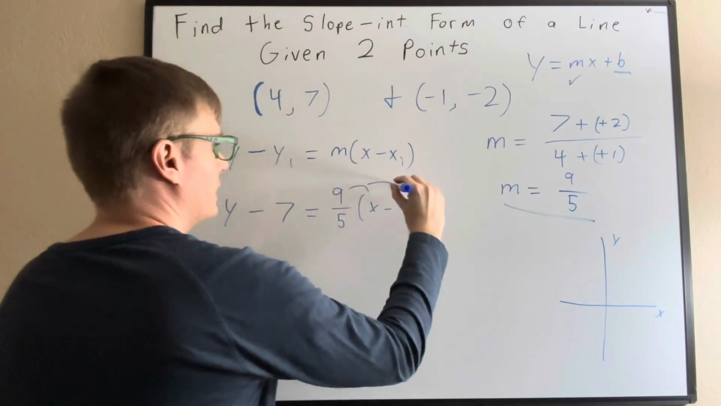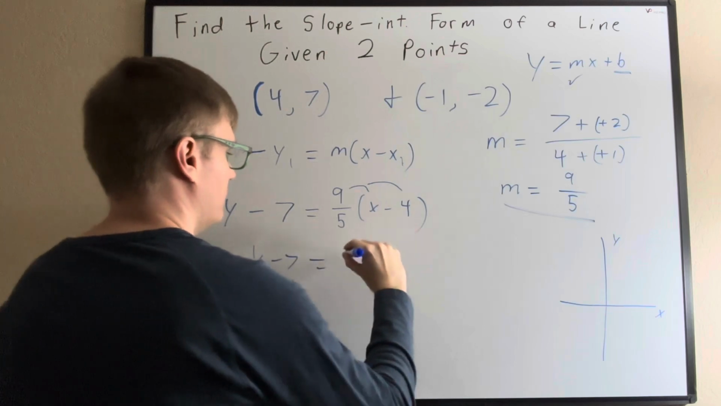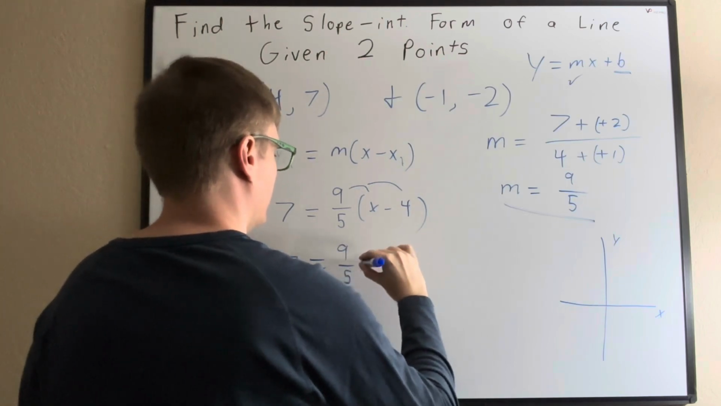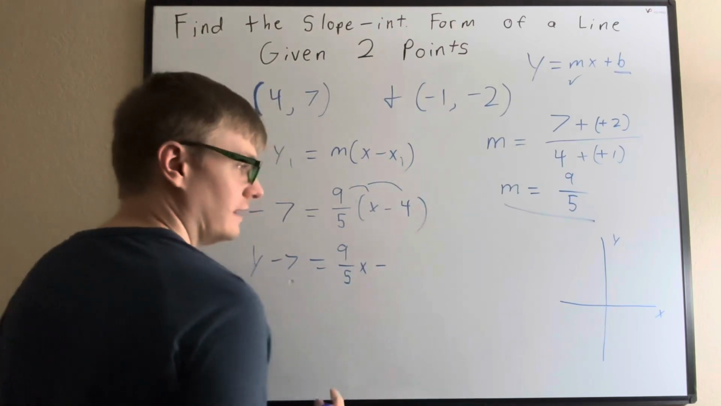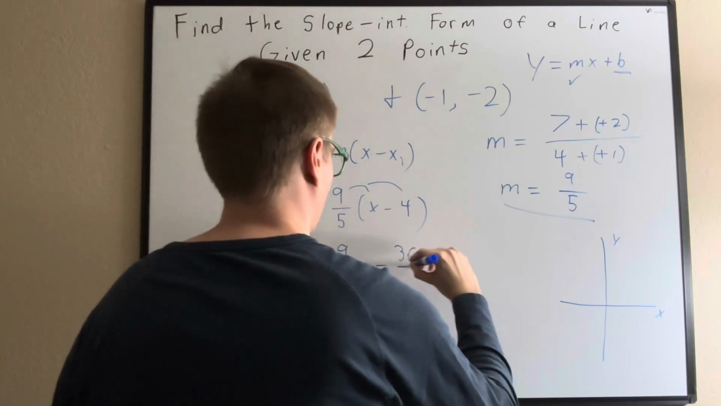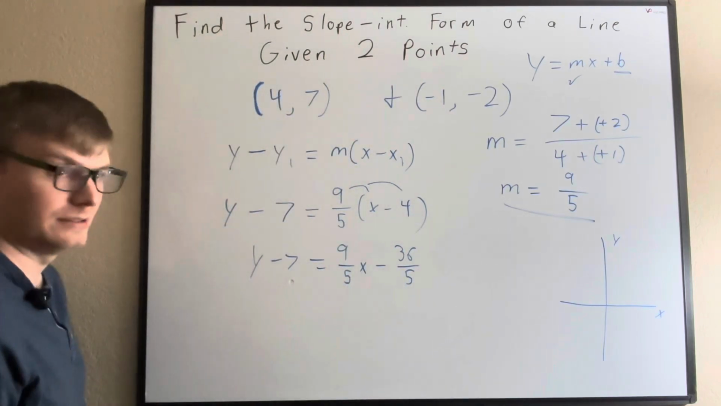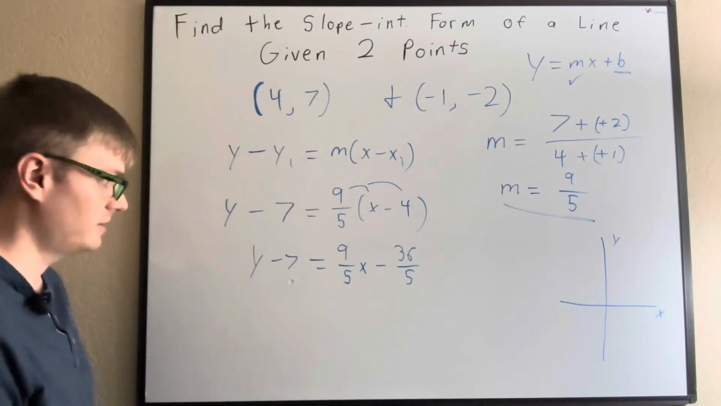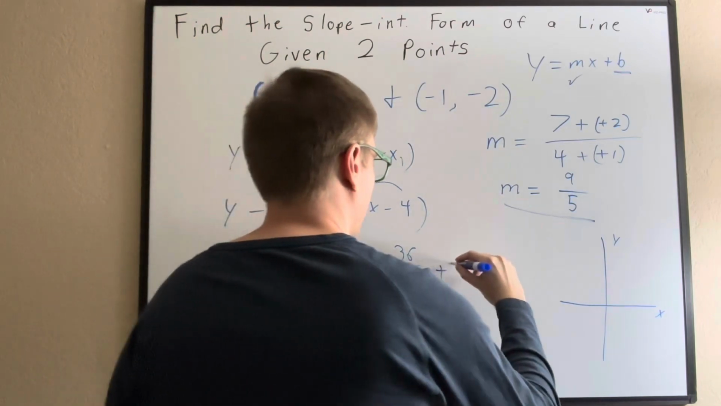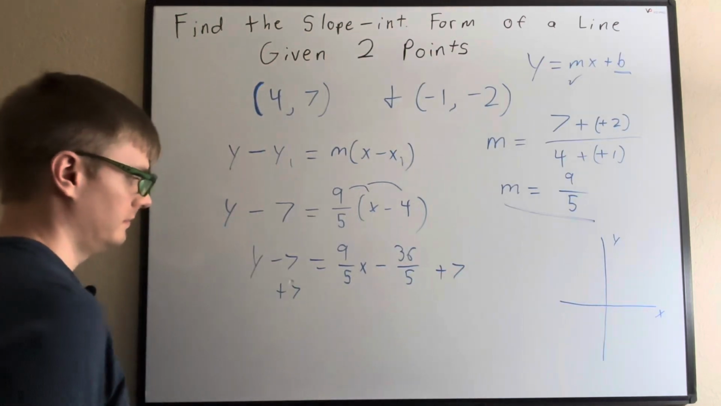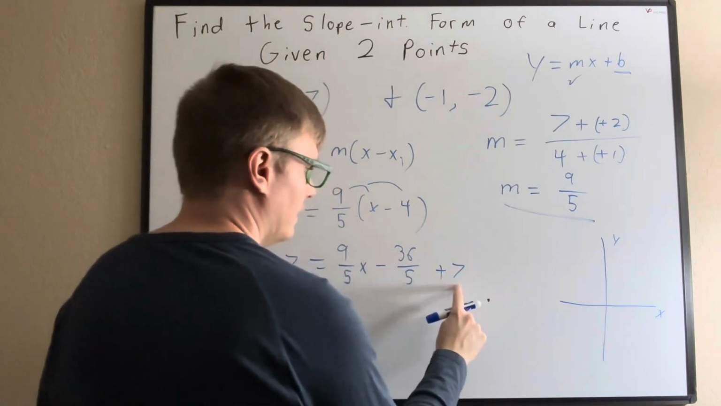Gotta keep that straight in your mind as well. Let's distribute the 9/5. So y minus 7 equals 9/5 times x minus, it's 9 times 4, 36 over 5. Things don't always work out nicely. Sometimes you get fractions. Add 7 to both sides. Interesting. We can't just add 7 to it.